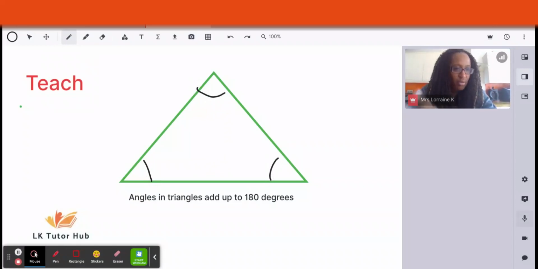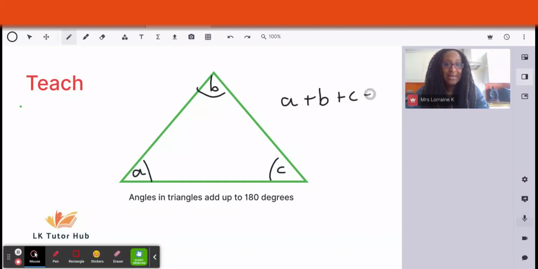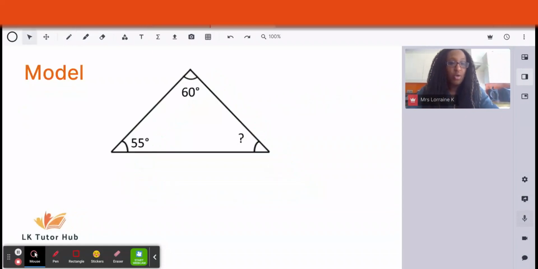No matter how old or young that child is, I also always try to add a little bit of algebra in it. So I say if I call that angle A, B, and C, I would therefore put that algebraically and say A plus B plus C adds up to 180 degrees, no matter how big or small that angle is. So that's just me teaching the concept. And then I would model it for them.